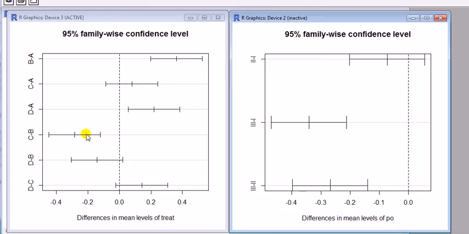Difference between C and B? Yep, it's in the negative territory here, so the survival time for C is less than for B. Difference between D and B, yep. Difference between D and C, yep. Likewise for poison. Difference between levels 1 and 2 of poison, no. Difference between 3 and 1, yes. Difference between 3 and 2, yes.